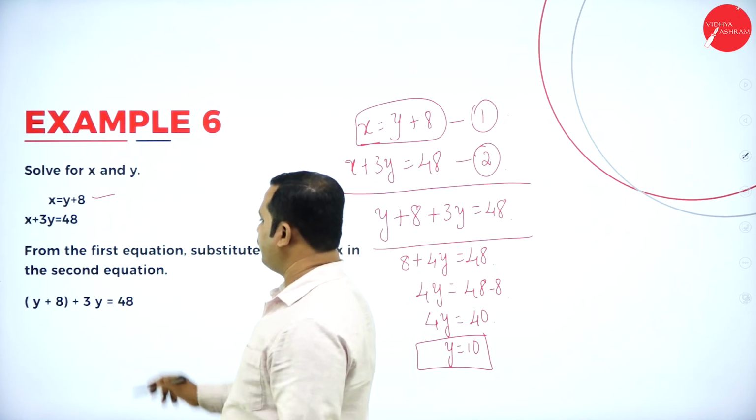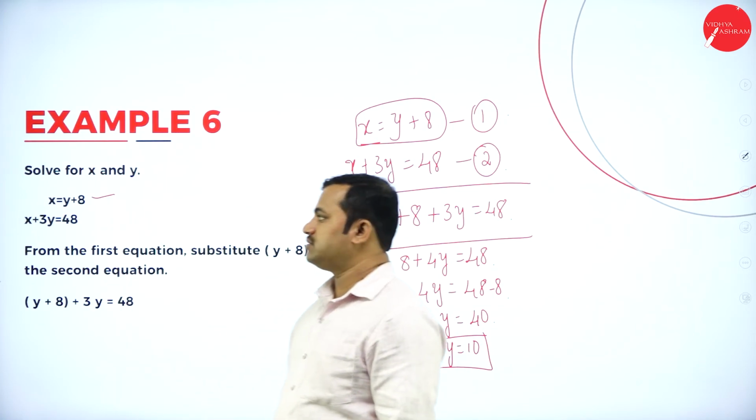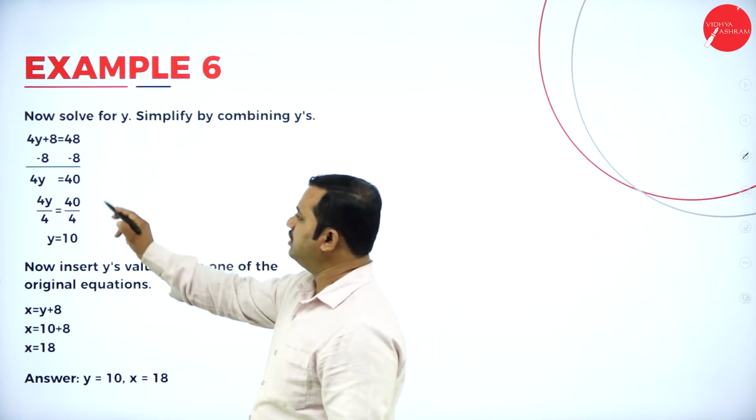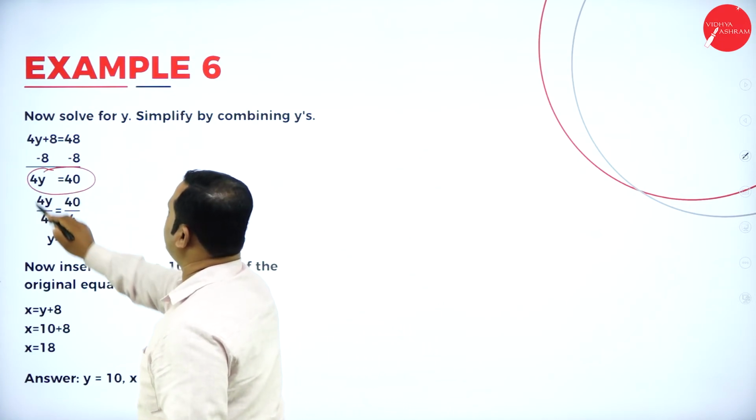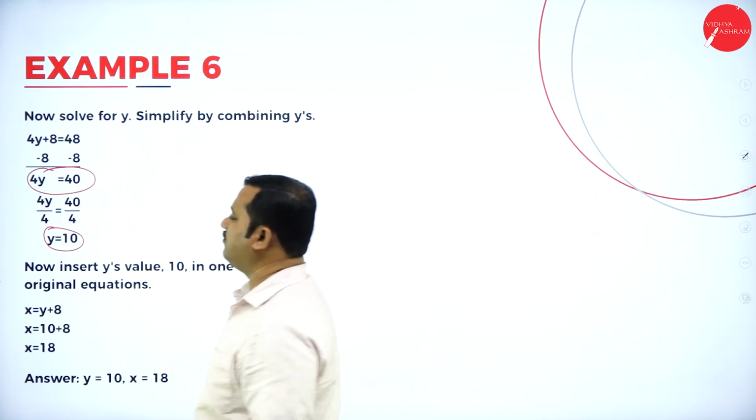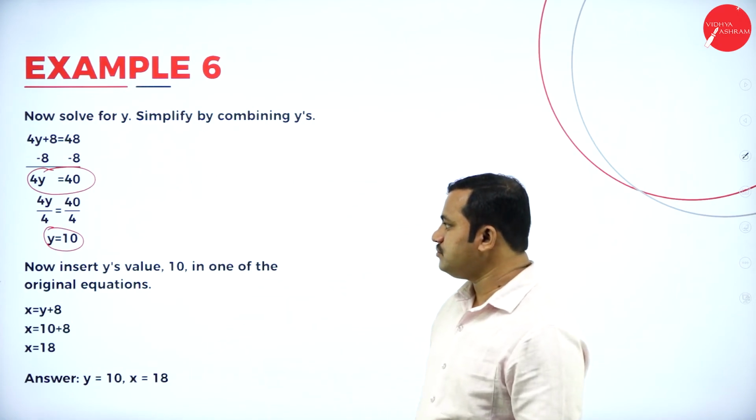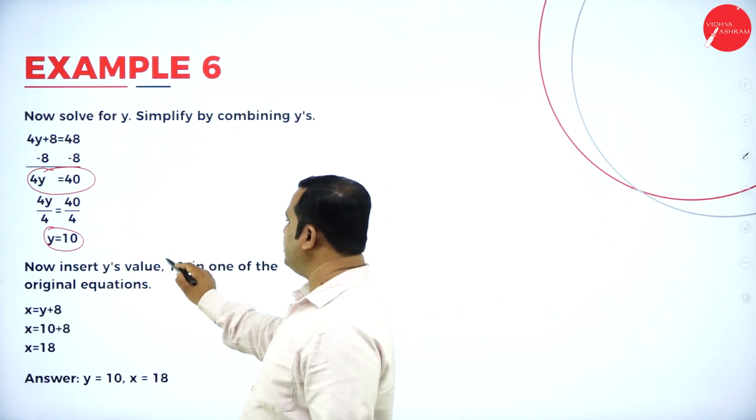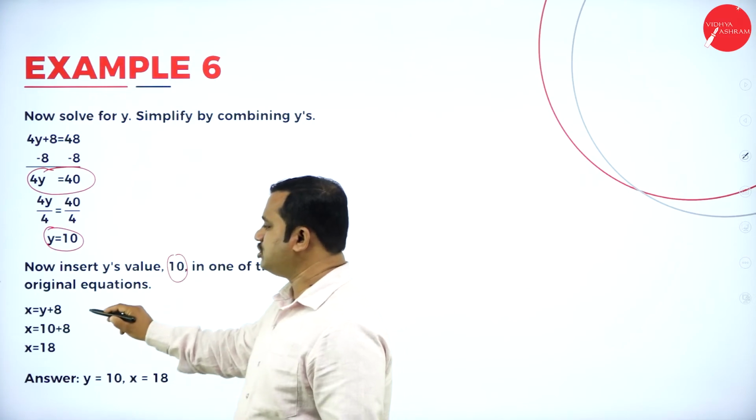Am I getting the same value? Let us see to it in the next slide. That is 4y is equal to 40. That turns out to be the value of y, which is equal to 10. Now insert the value of y equal to 10 in one of the original equations.